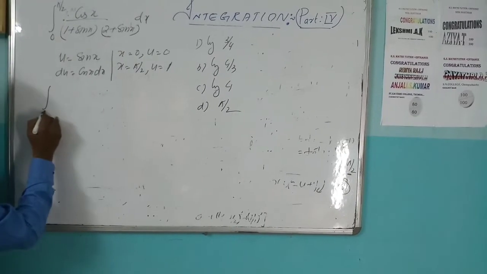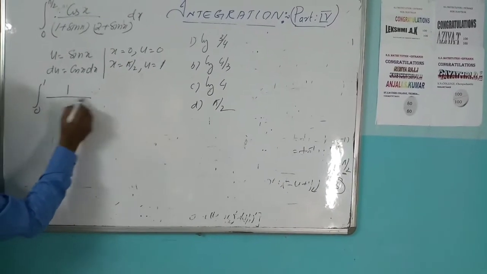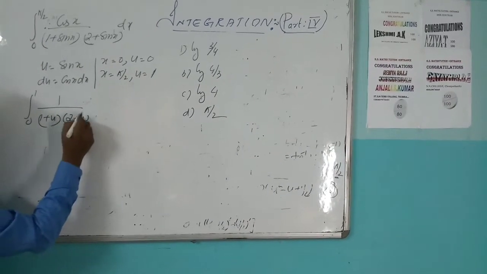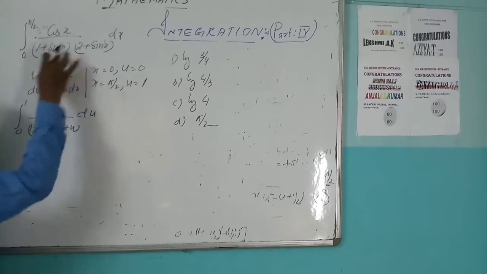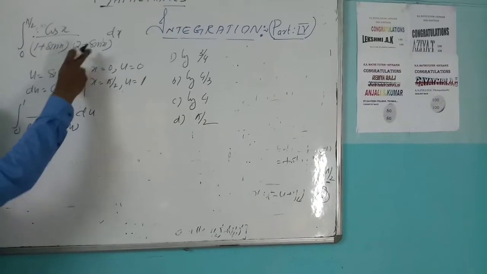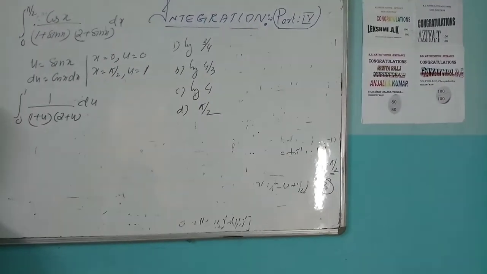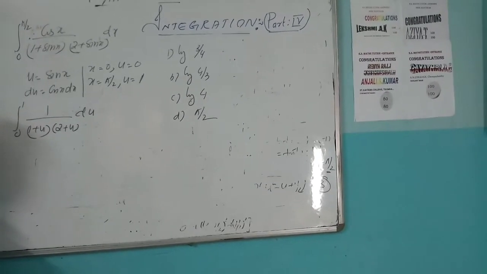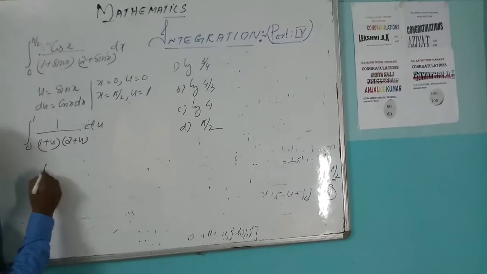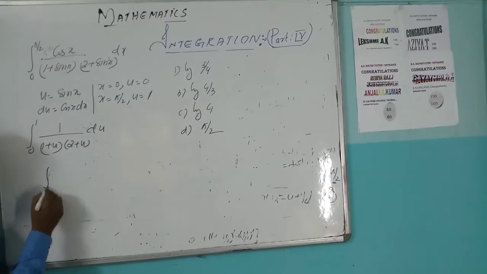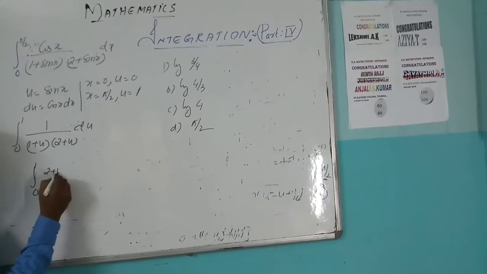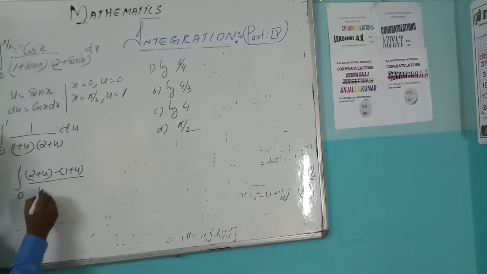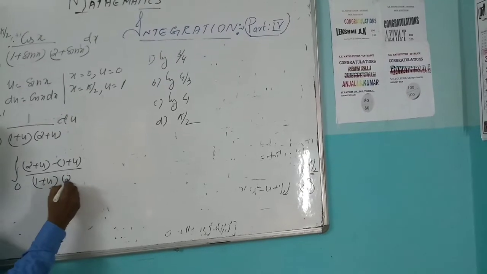Then integral 0 to 1, 1 divided by (1 plus u) into (2 plus u) du. Instead of cos x dx, I can write du, and sin x is u. You can integrate this function by using partial fraction method or rearrange the term. I am going to rearrange the term: integral 0 to 1, (2 plus u minus 1 plus u) divided by (1 plus u) into (2 plus u) du.